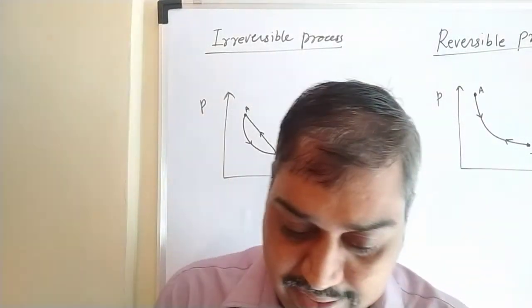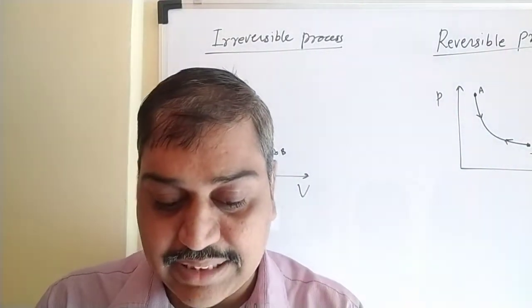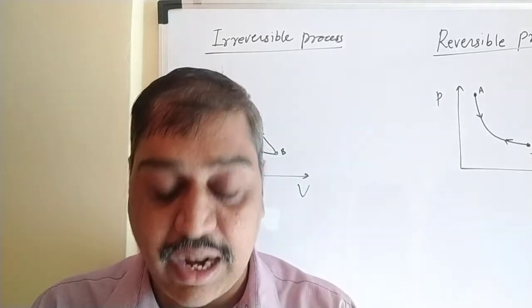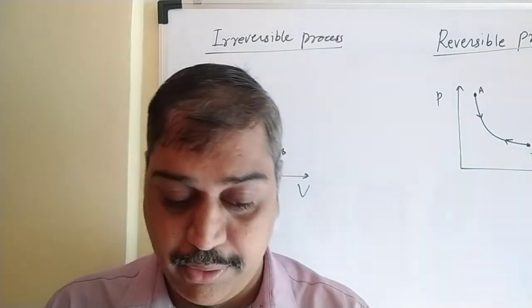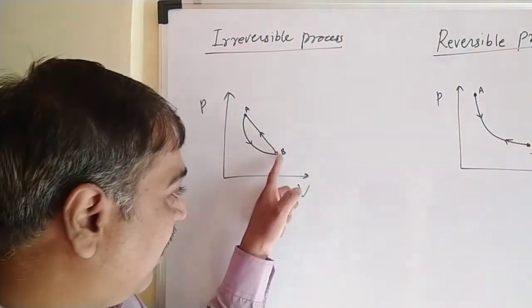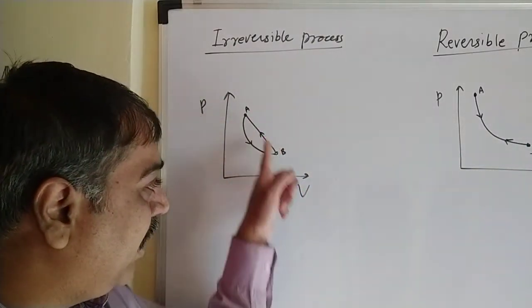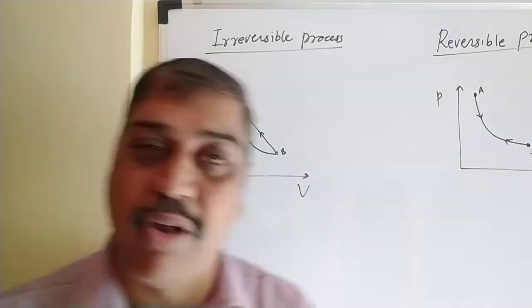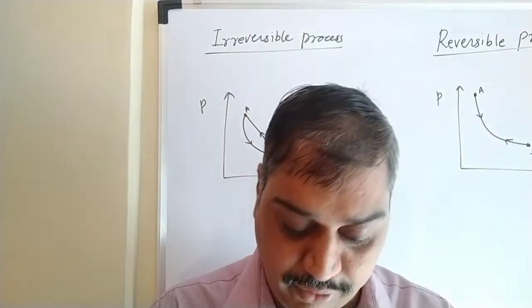Apart from this, what they have mentioned here is that a real thermodynamic process will always encounter some losses due to friction or some dissipative forces, and that is nothing but this. It goes from B to A as a straight line because of losses due to friction or dissipative forces.